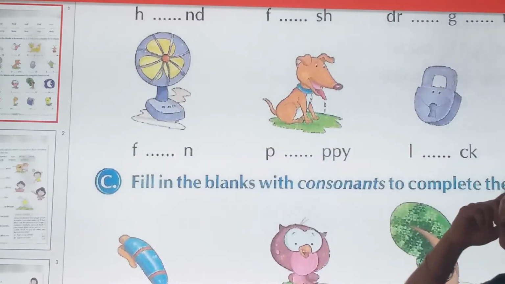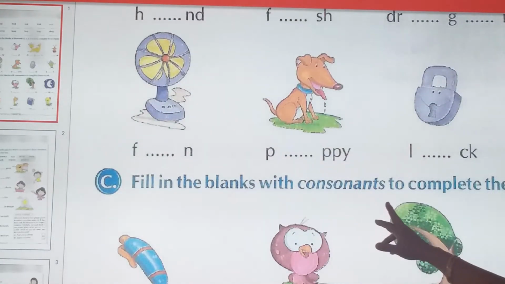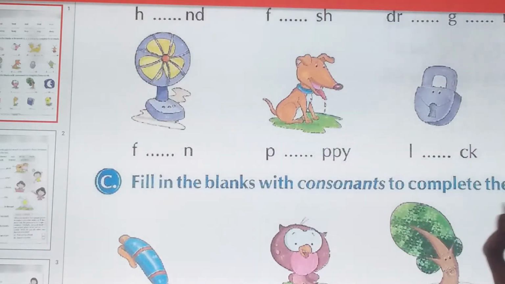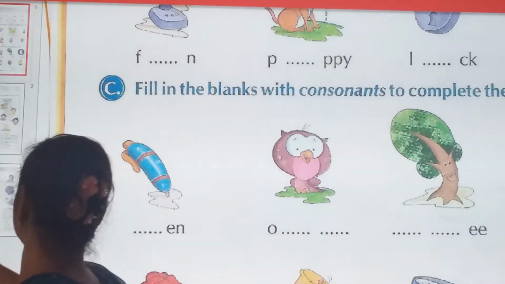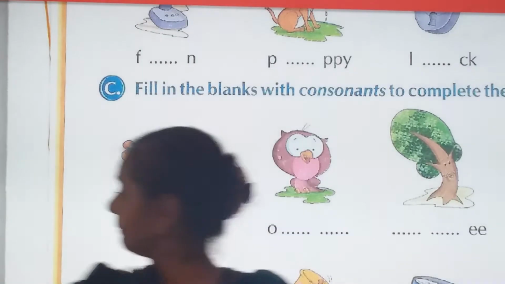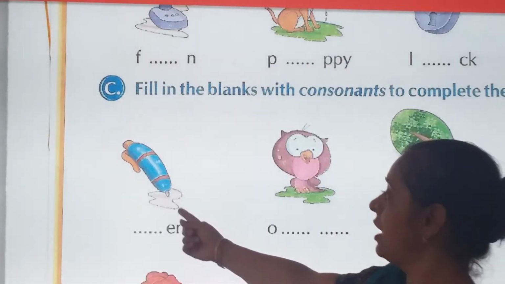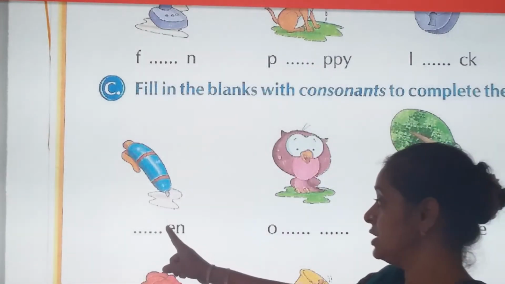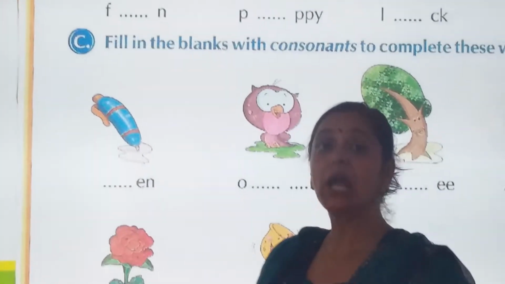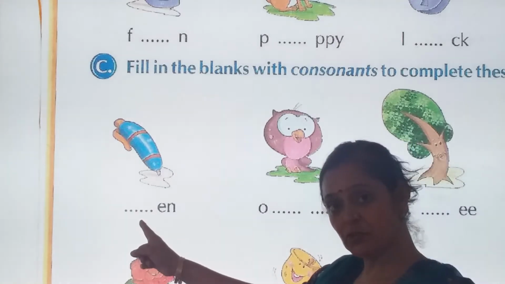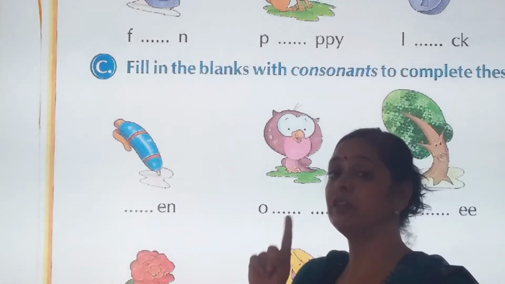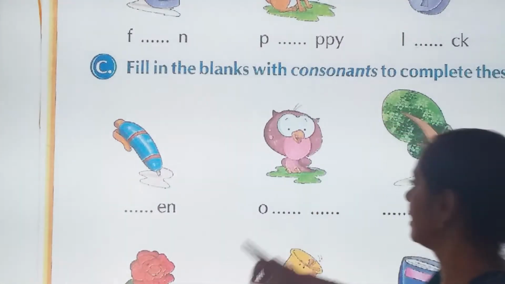Okay. Now we will switch on to the consonants to complete these words. Yes. Now let's see the picture. Identify the picture. What's this beta? It's a pen. So what's the spelling of pen? P-E-N, pen. So what's the missing over here? P. So you will be writing P.